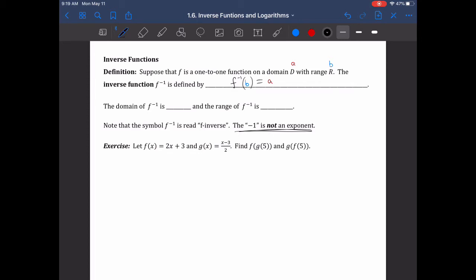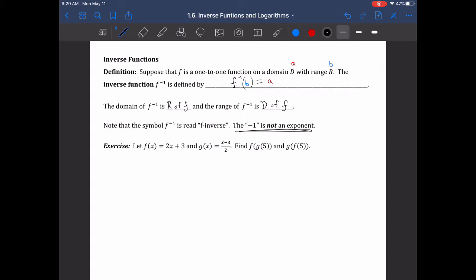So basically what this means is that the domain of the inverse function is the range of the original function, and the range of the inverse function is the domain of the original function. So when you find an inverse of a function, the domain and the range just switch, they flip-flop. The domain becomes the range and the range becomes the domain. So it makes it pretty simple to find these things. Note that the symbol f negative 1 again is read f inverse. It is not to the negative 1 power. Okay? So let's try this.